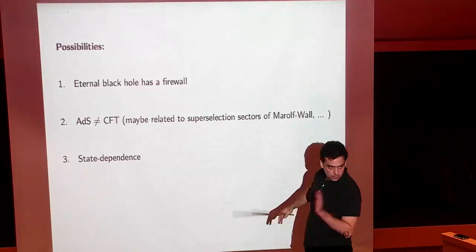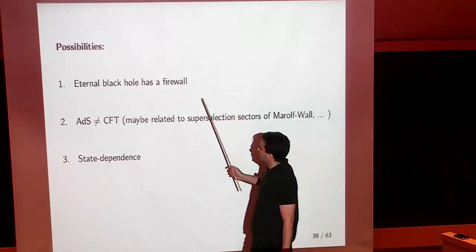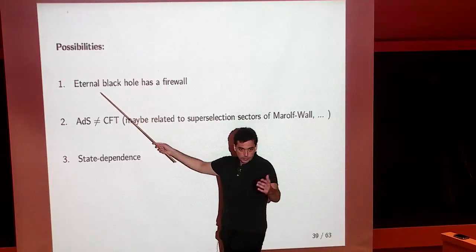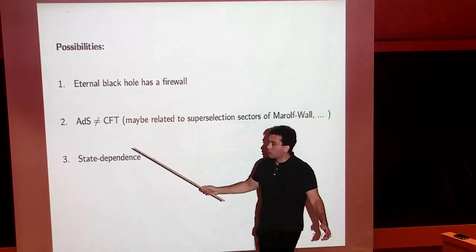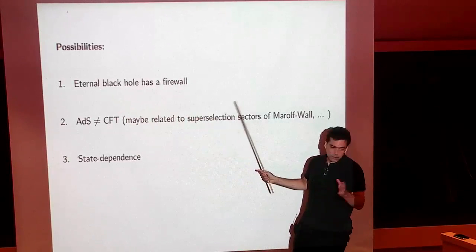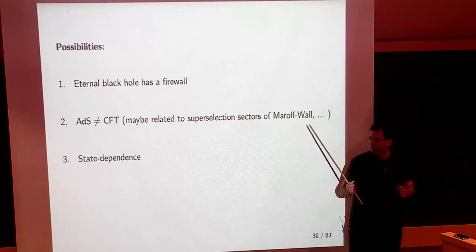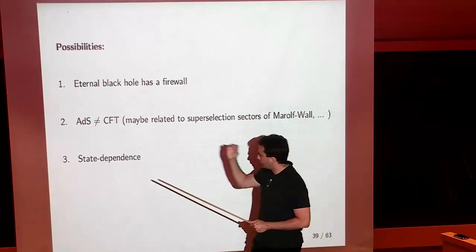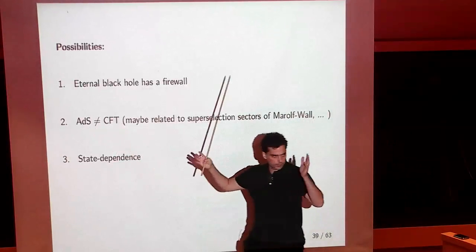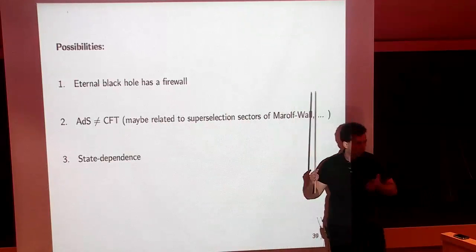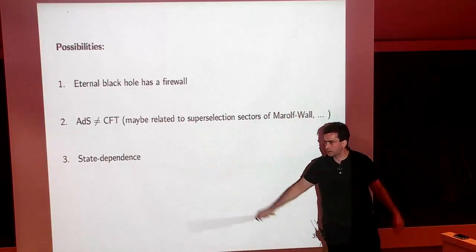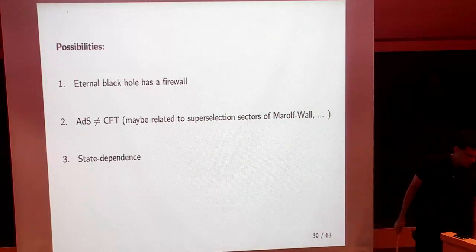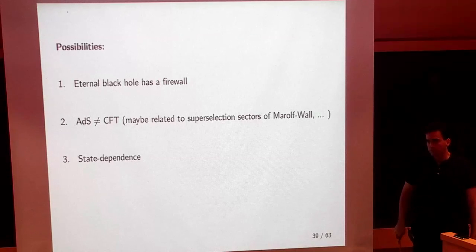So the logical possibilities I can see are that either you have to accept that the eternal black hole has a firewall, or that maybe there's some other modification of it. For example, maybe you can declare that the bulk theory is not equivalent to the two entangled CFTs. There are some superselection sectors which play a role, or you can just accept that there's state dependence. Well, I guess this is heretical, but you could also just accept that the thermofield double doesn't have a wormhole, and it's just two entangled black holes, separate.